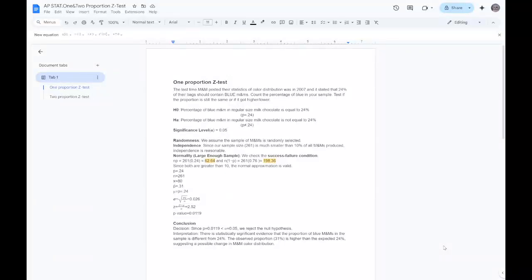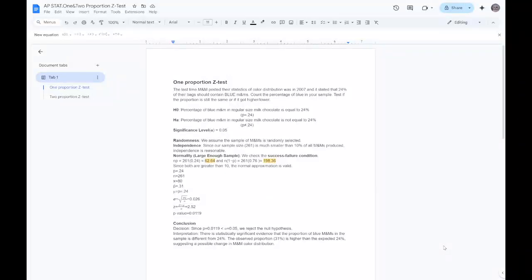For the success-fail conditions to be true, we need to multiply the sample size with the percentage, and it has to be larger than 10. So n times p is 261 times 0.24, which is 62.64, which is greater than 10. And then n times 1 minus p equals 261 times 0.76, which is 198.36, which is greater than 10. Since both are greater than 10, the normal approximation is valid.